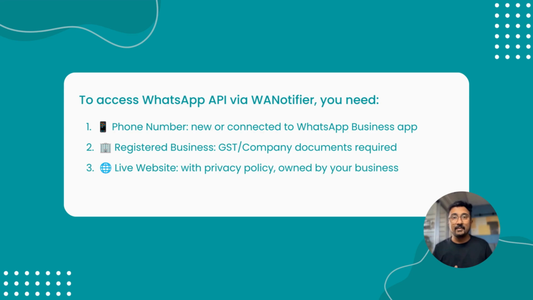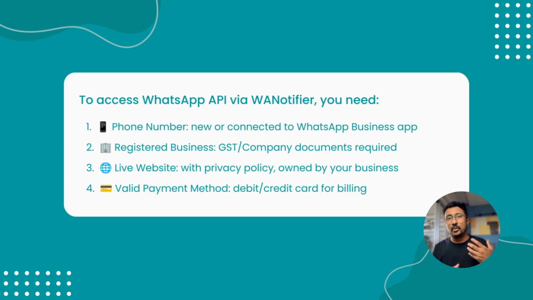Third, you'll need a live website that clearly represents what your business does. It should have a privacy policy page and must be owned and managed by your business. Please keep in mind that you can't use third-party websites or a website owned by someone else. And finally, you'll need a valid payment method like a debit or credit card. This will be added to your WhatsApp Business account for API billing.